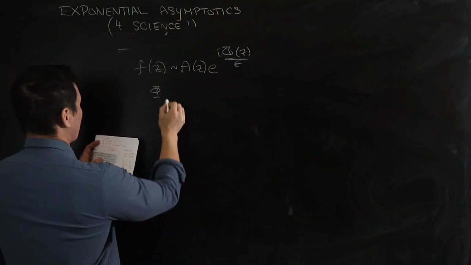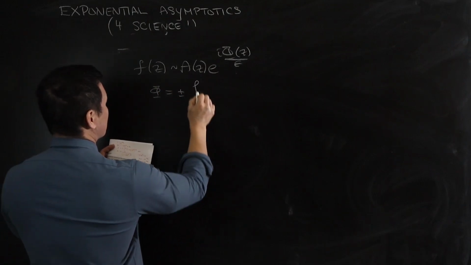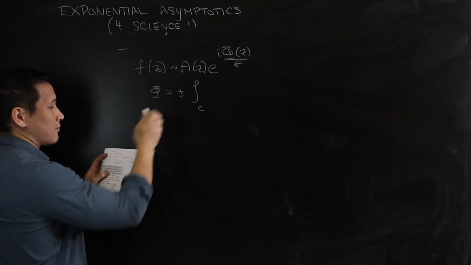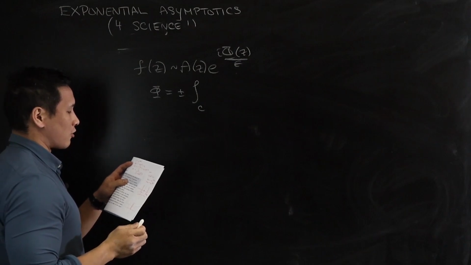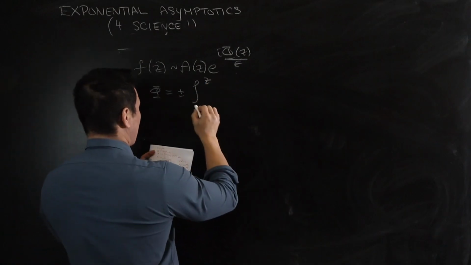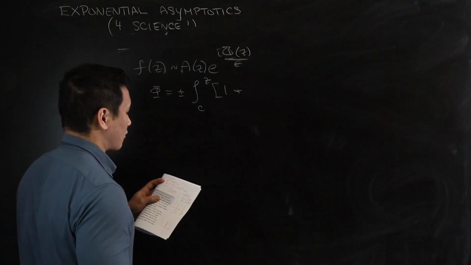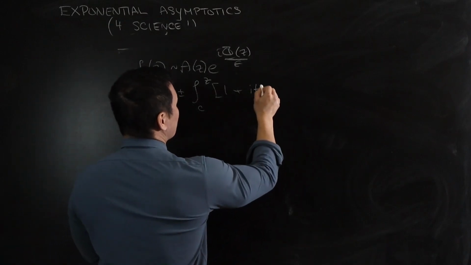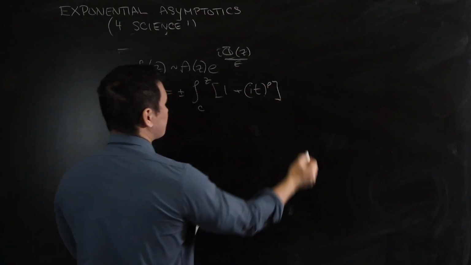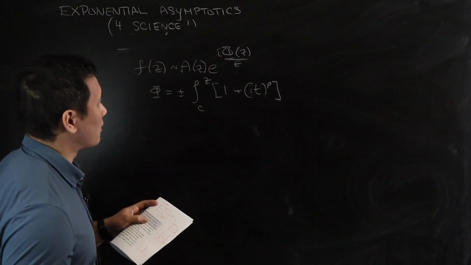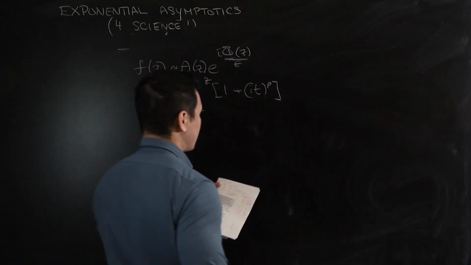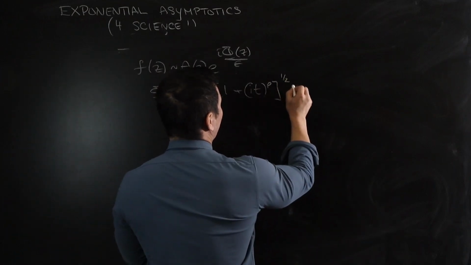My phi will be some plus or minus some integral from some origin of integration to z of, and in this case, instead of a t squared that occurred here, I'm going to have an it to the p. So before I had 1 minus t squared, here I have 1 plus it to the p, and then I still have a 1/2 in dt.